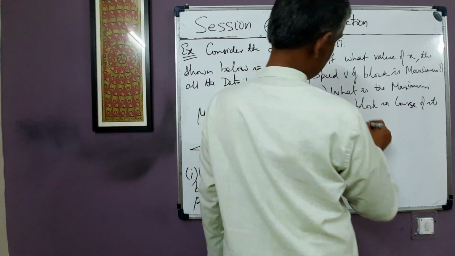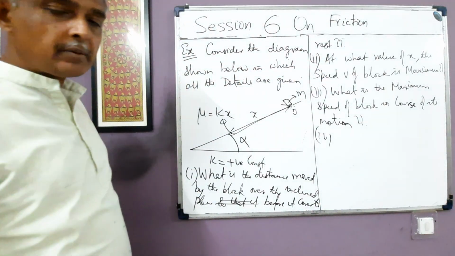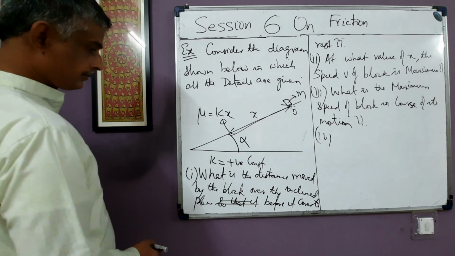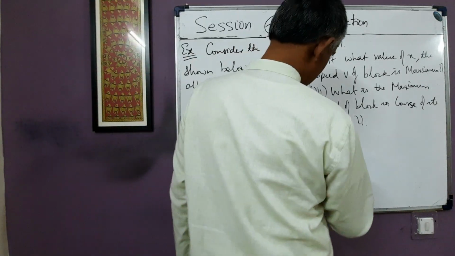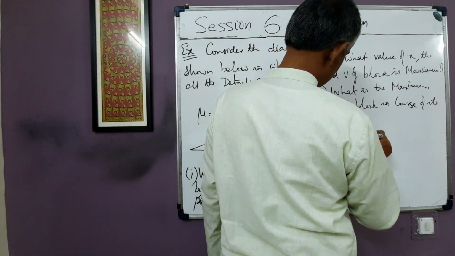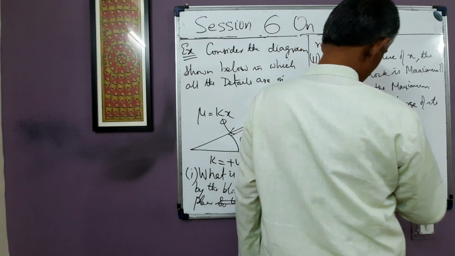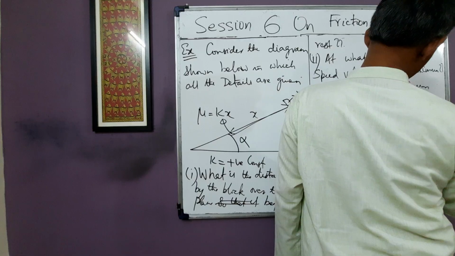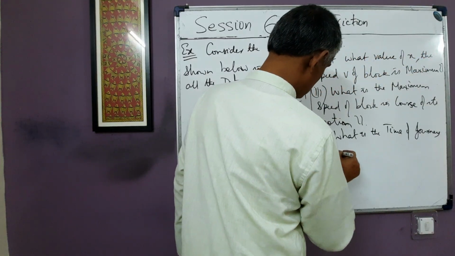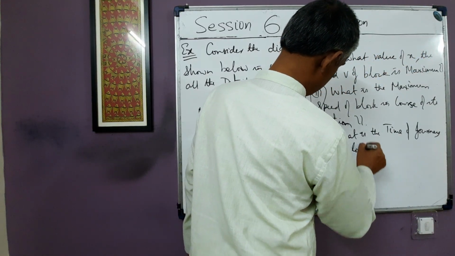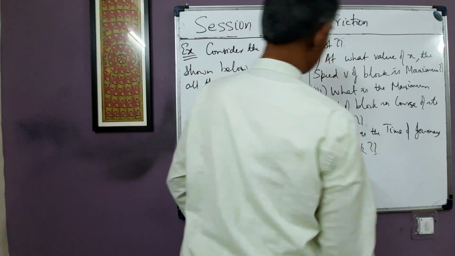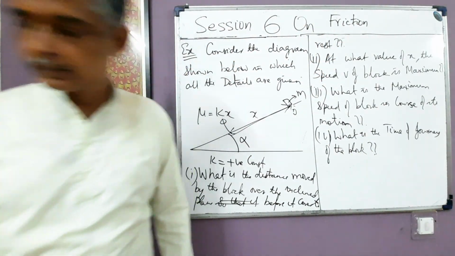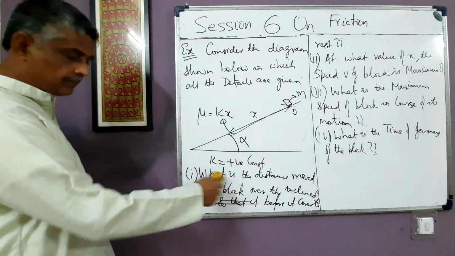And fourth part, what is the time of journey of the block? These are the four parts of this question, okay? I'll solve each of them one by one, okay?